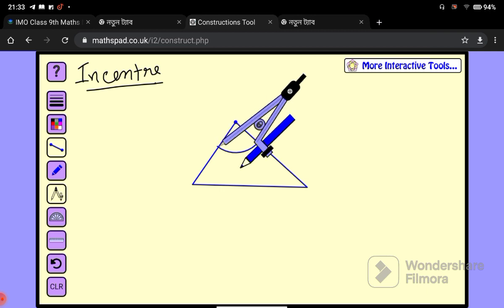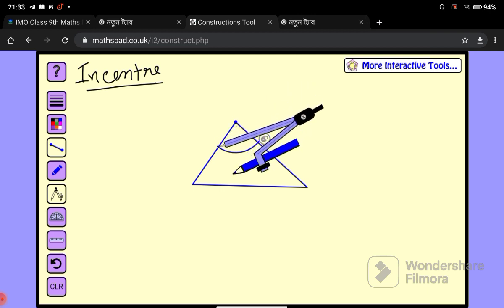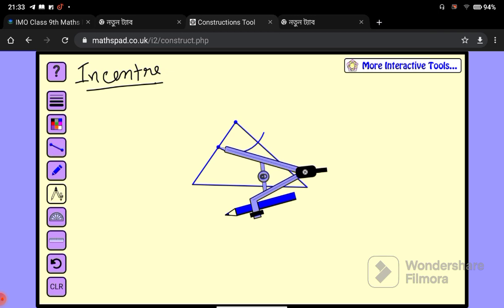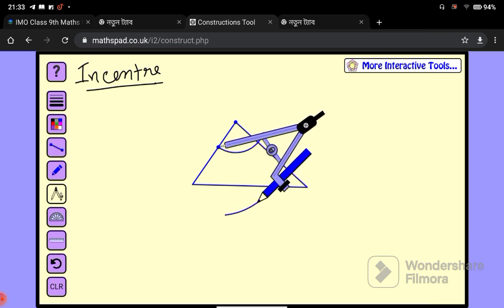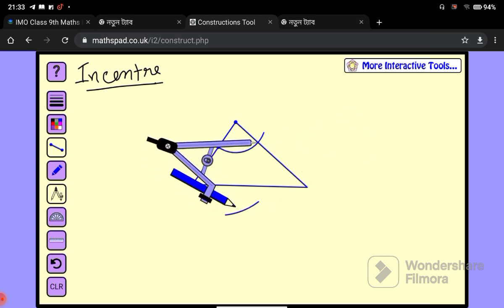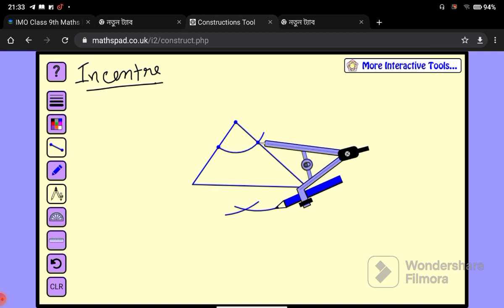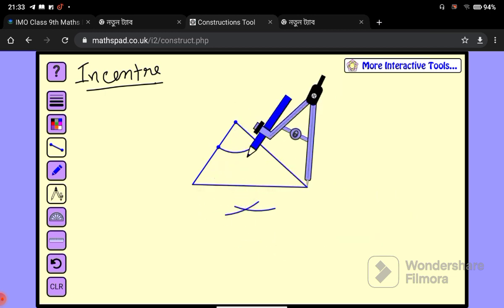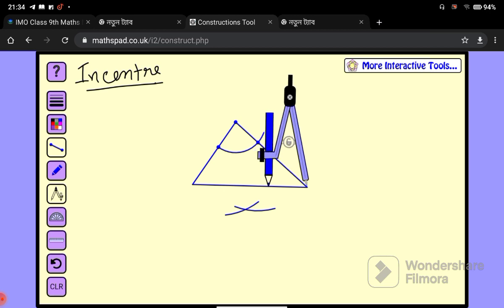Then take half of it, draw it here. You can extend this, so the figure will be clearly visible outside the triangle. Okay, this is better. Then there will be no problem inside the triangle. Very easily you can see the incenter. Okay, next, this one we'll join later on.